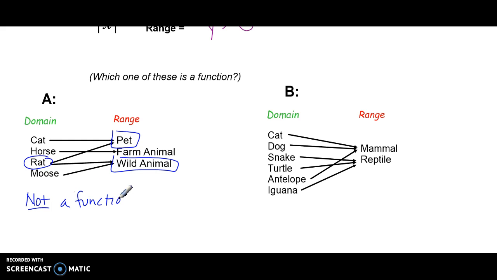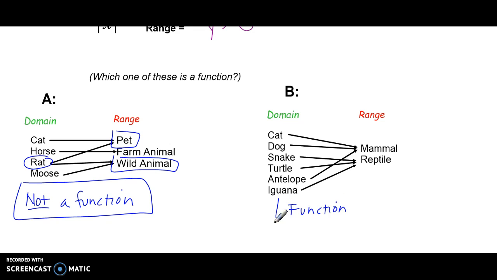On the other hand, the one on the right, every single animal listed there, cat, dog, snake, turtle, antelope, iguana, each one of those has an arrow to only a single output thing. Now, there are plenty that all go to mammal. There are plenty that all go to reptile. That's not a problem any more than it was a problem when we were talking about a telephone. The thing you're looking for is, do any of these domain elements have 2 arrows coming out? And we don't. And that's good. That means each input has a single output. That means this thing is a function.